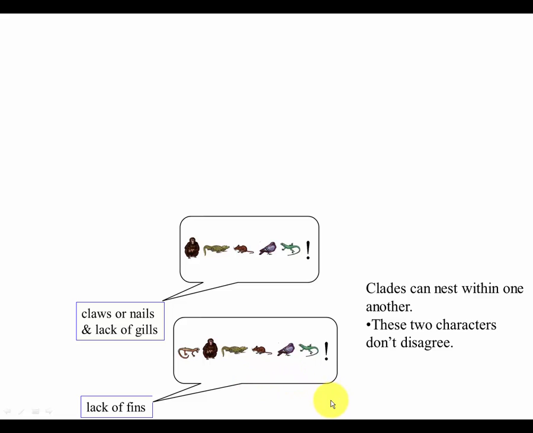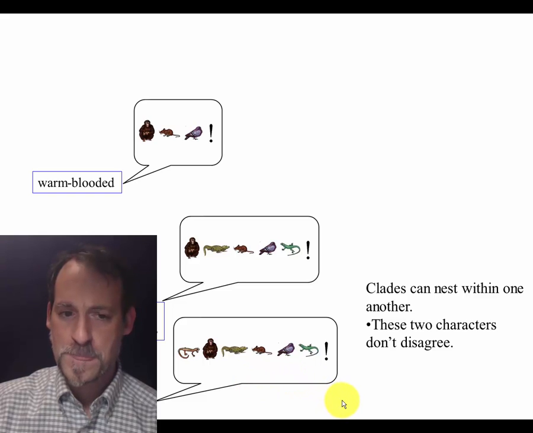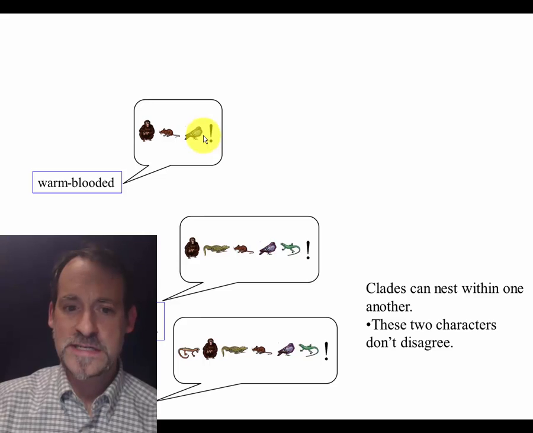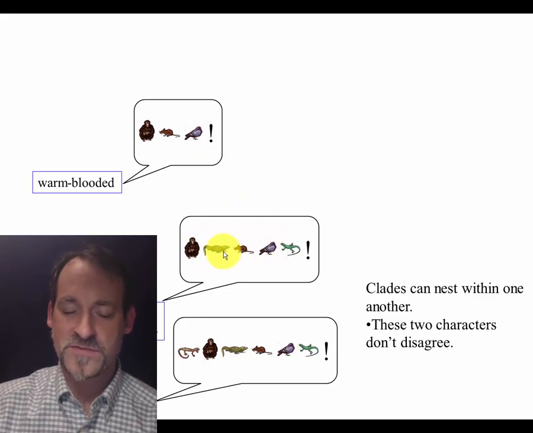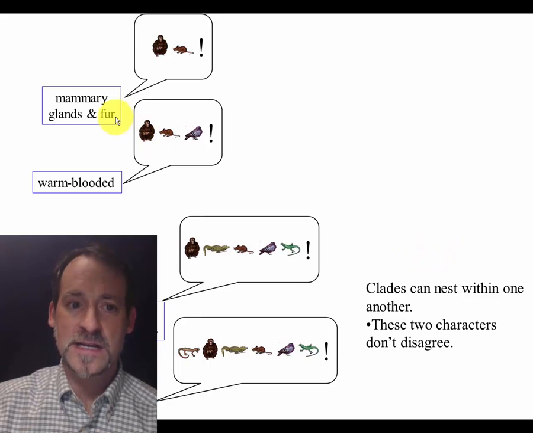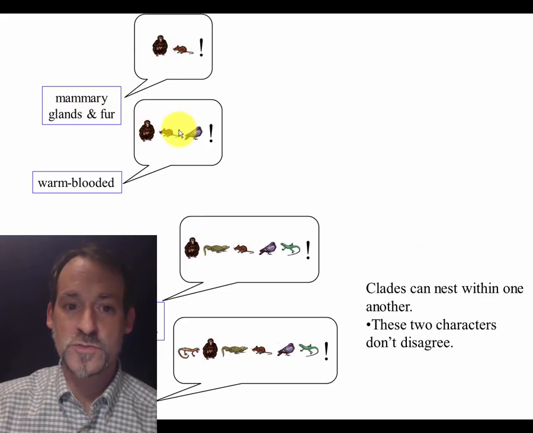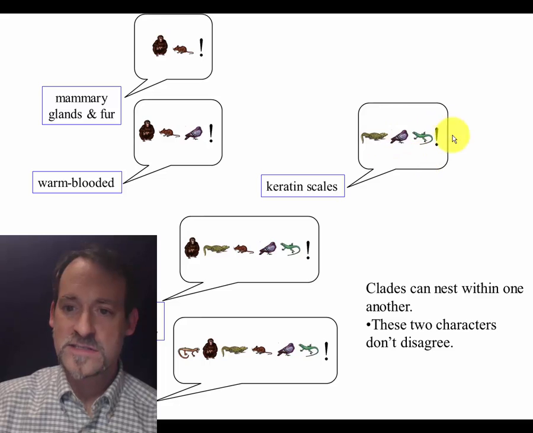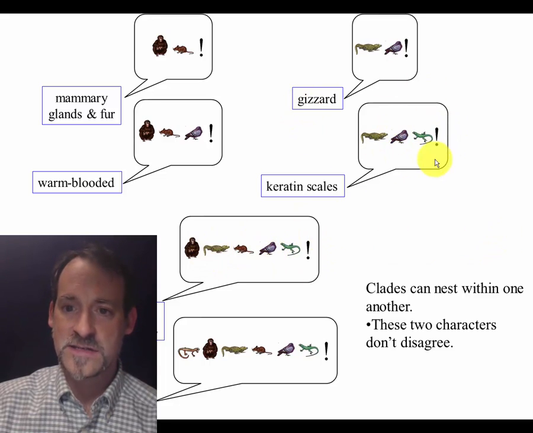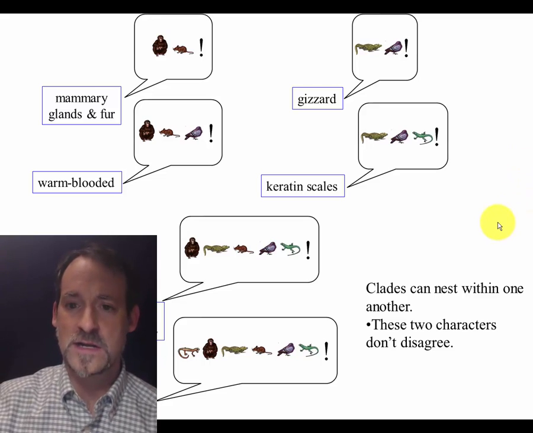So okay, we haven't found any problems yet. Well, warm-bloodedness, yeah, that does not disagree with this character. It would nest just fine in here. And mammary glands and fur, those two characters would both nest just fine within that. So, we haven't found any problems yet. Let's see, carrot and scales, that nests just fine into here, and gizzard nests just fine into there.